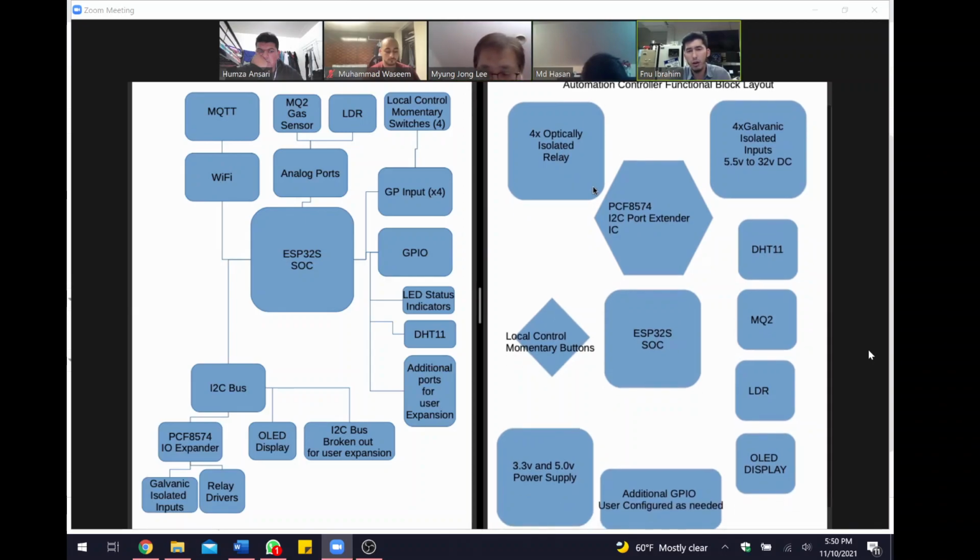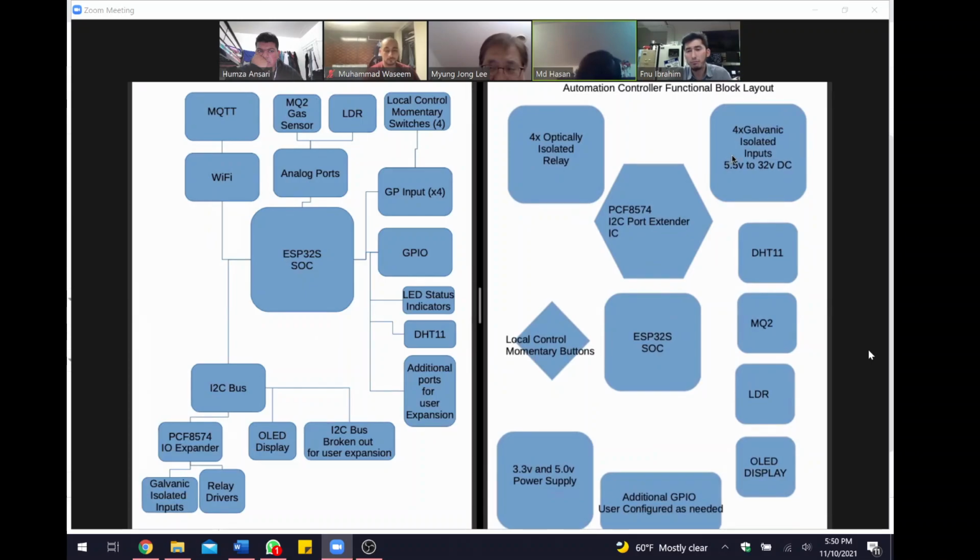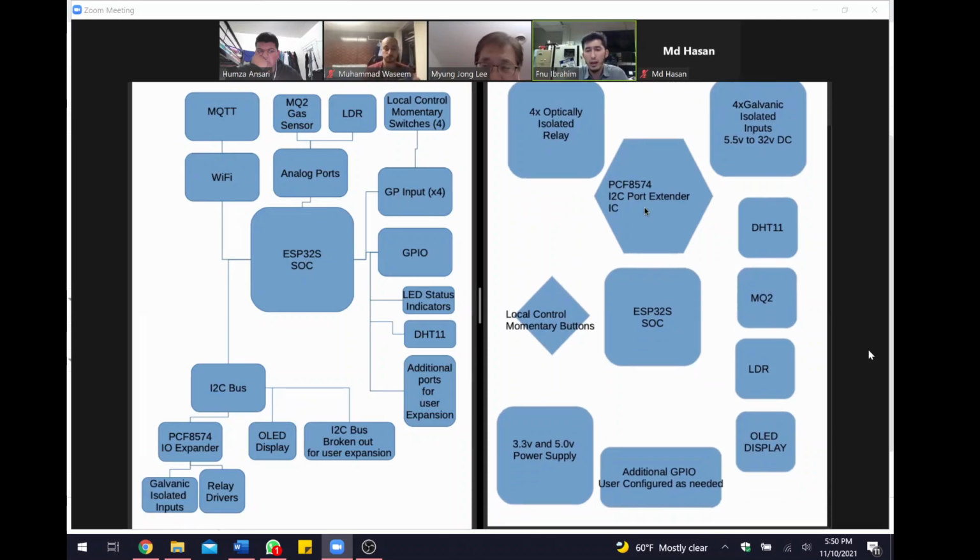So what happens is this is a 4x optically isolated relay. It's 4 single relays. On our PCB board, here, 4x galvanic isolated input. It's just input from 5.5 volt to 32 volt, and then as I mentioned before, this is just an I2C port extender. And of course in the middle is the ESP32S.